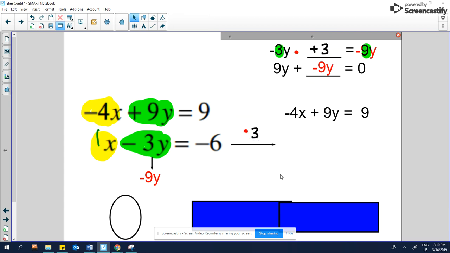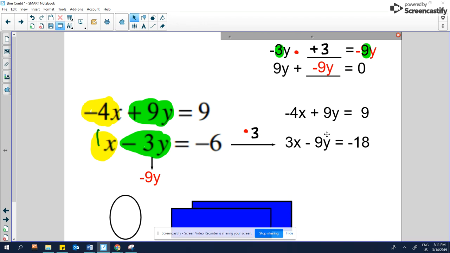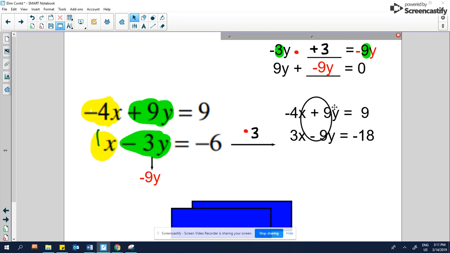All right, so when you do that, 1x times 3 is 3x. Negative 3y times 3 is negative 9y. And negative 6 times 3 is negative 18. This is what we're looking for. You want a positive 9y and a negative 9y. They have the same number. One's positive and one's negative, so you'll get 0. And that's where we're going to stop today because our goal was to practice the first step only.